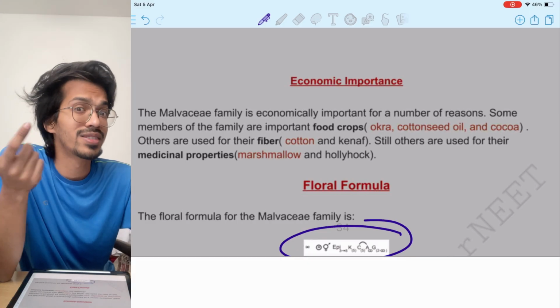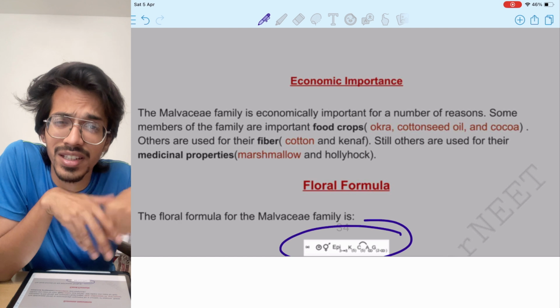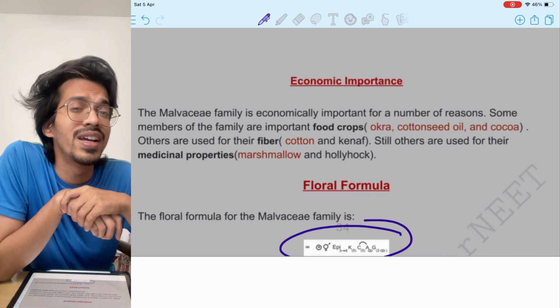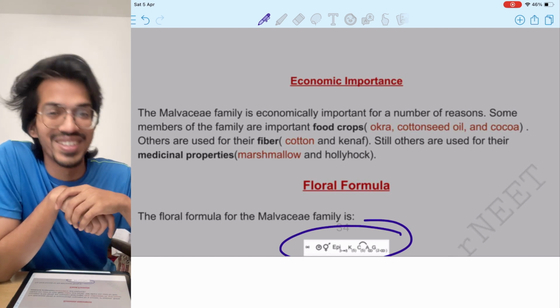If they don't know, this is also there in the syllabus of NTA, which you should definitely not let go. Okay, bye.